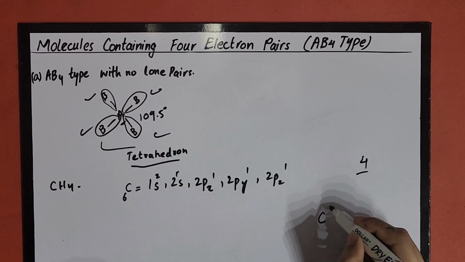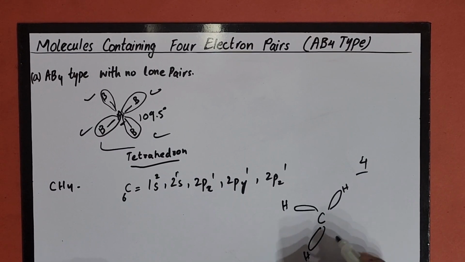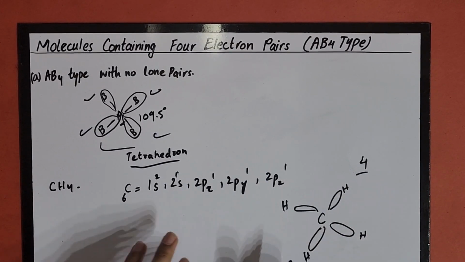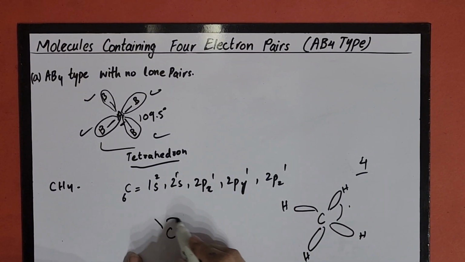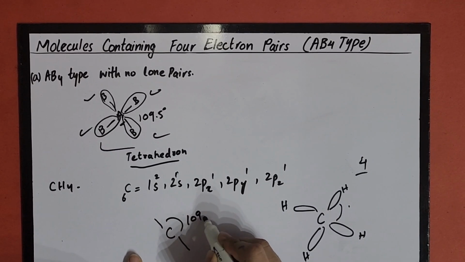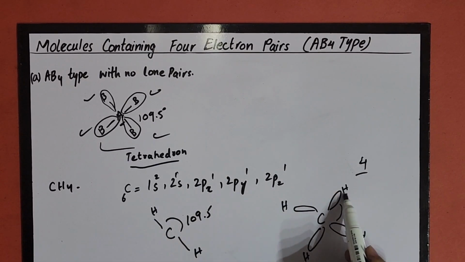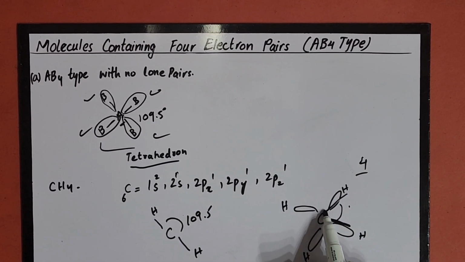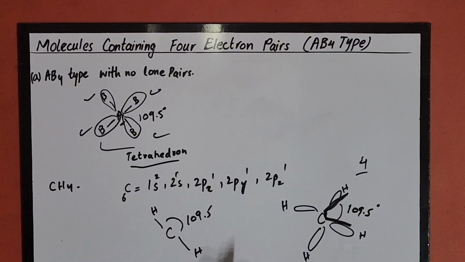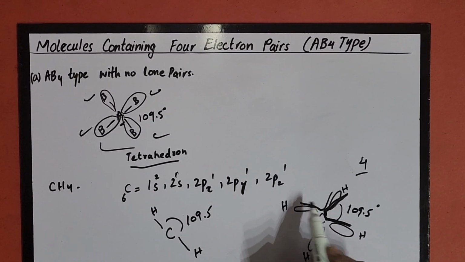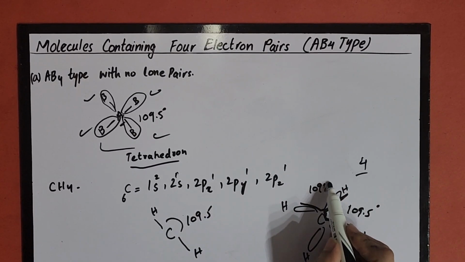For example, if this is a carbon, here is a hydrogen nucleus, here is also a hydrogen, and here is also a hydrogen nucleus. The angle between two carbon-hydrogen bonds is 109.5 degrees. For example, here is a hydrogen, here is a hydrogen. The angle between this carbon, hydrogen, and hydrogen is 109.5 degrees, and also for this carbon and hydrogen it is 109.5 degrees.